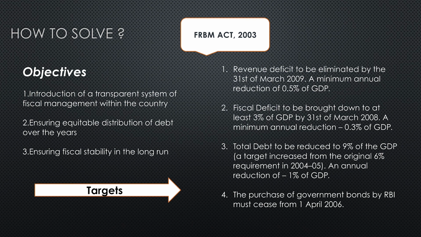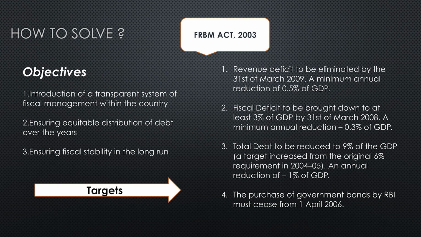So here we are saying that is the minimum limit. At least you have to do that. If you can do more reduction than 0.5, that is the cherry on the cake. The second is fiscal deficit, which has to be brought down annually by 0.3% of GDP. Then we have total debt, which has to be reduced by 1% of GDP.